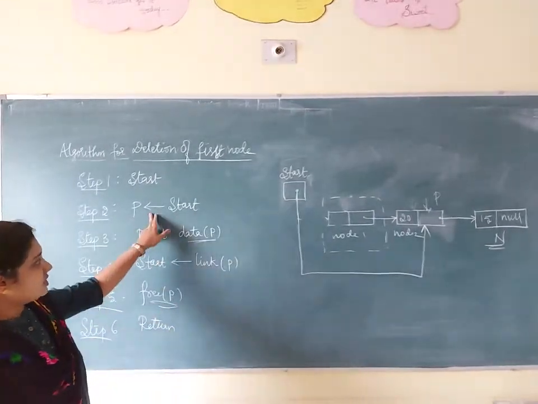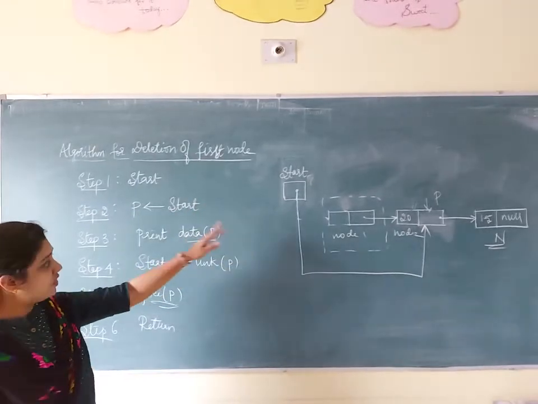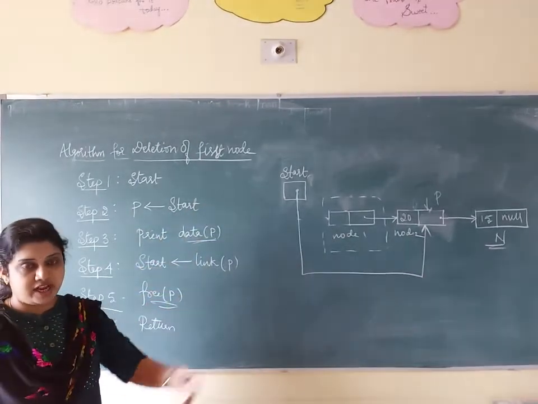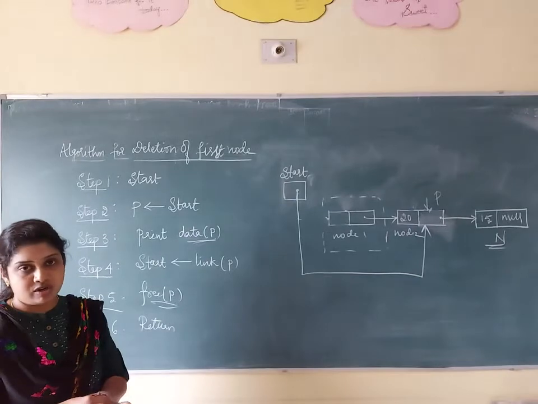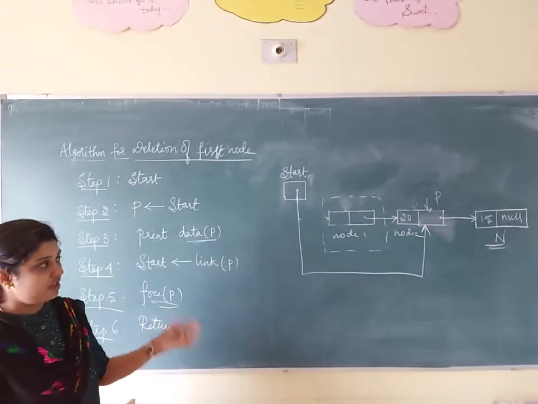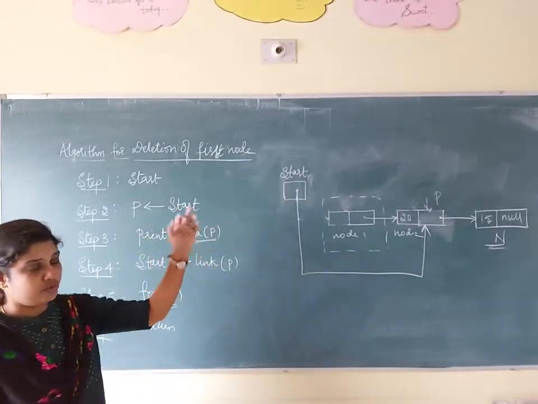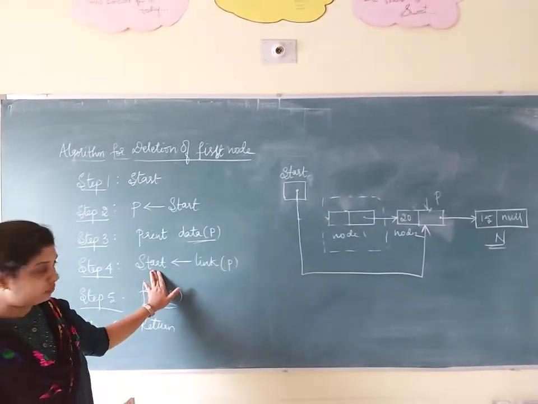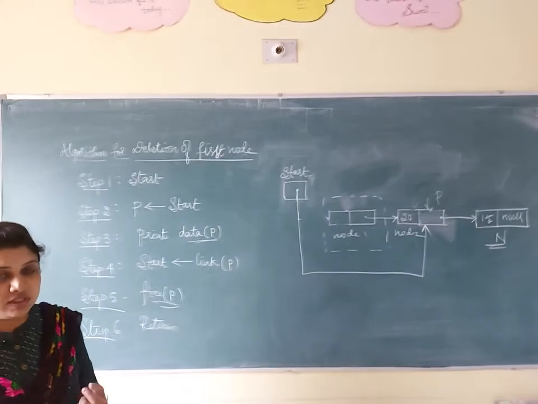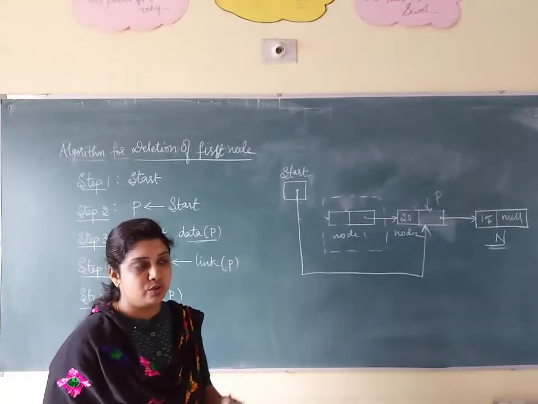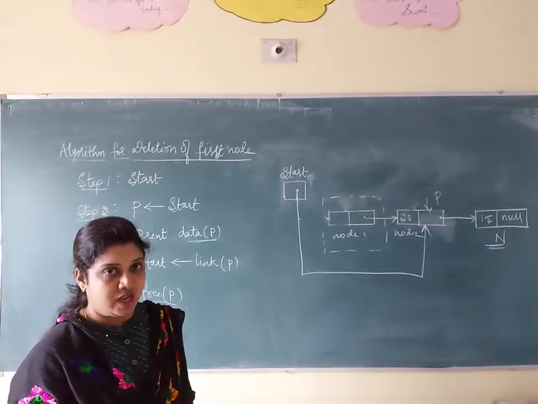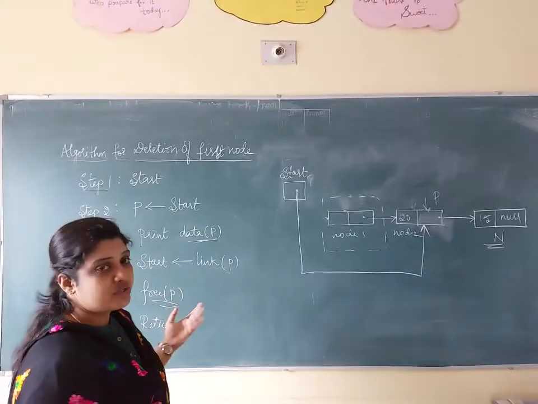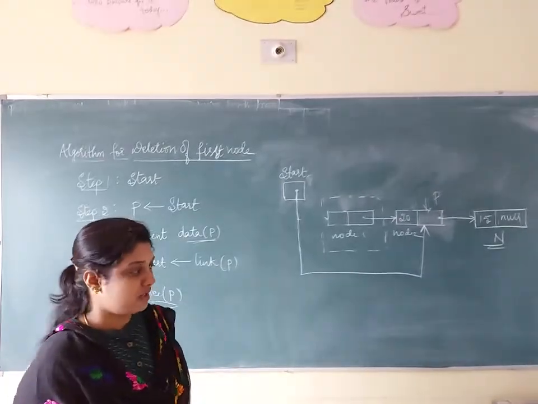So here first P is pointing to the first node and you have to print that data. Either you can store it in a temporary variable or else you can print. After printing, you have to link that start pointer to the next node. That will be done with the help of step 4. After that, free P, one of the inbuilt functions, is mainly used to free up your memory allocation. So this is how you delete a node at the beginning.